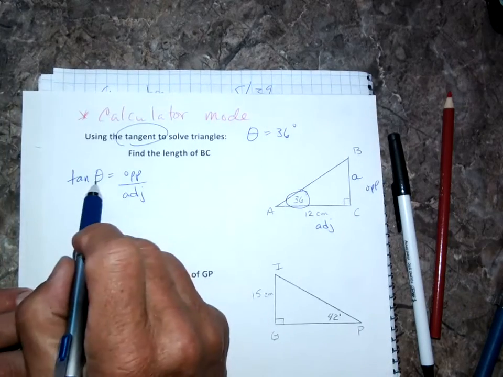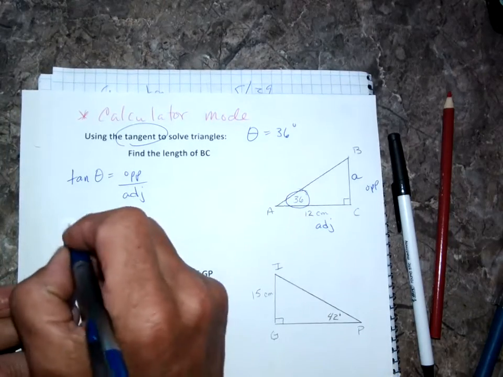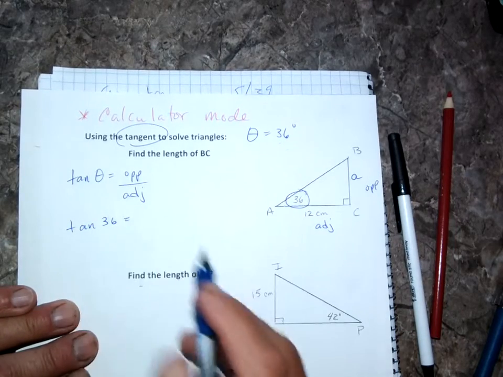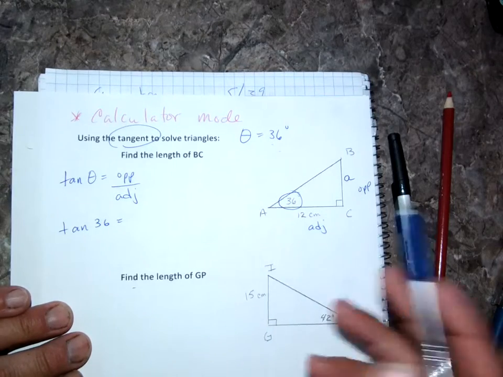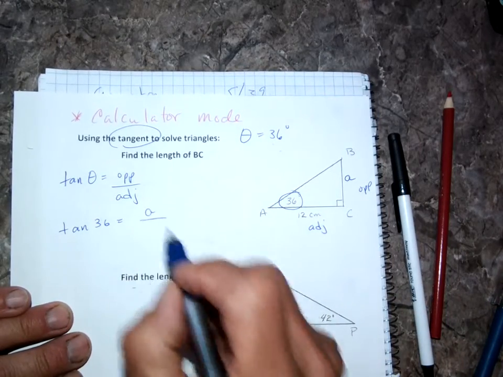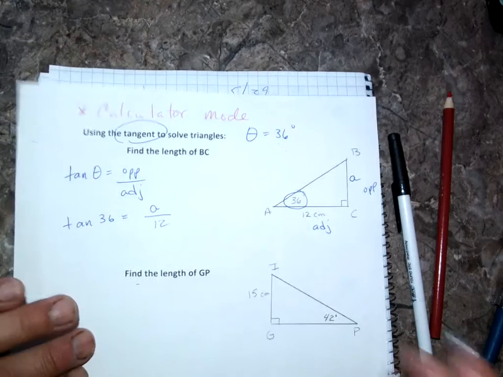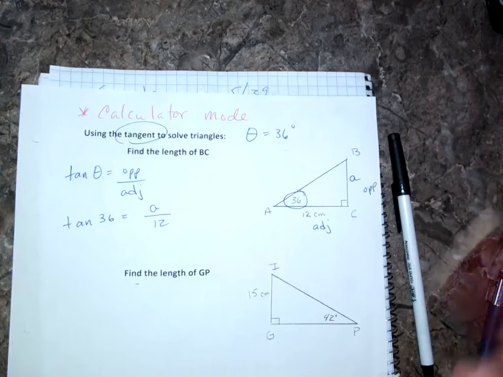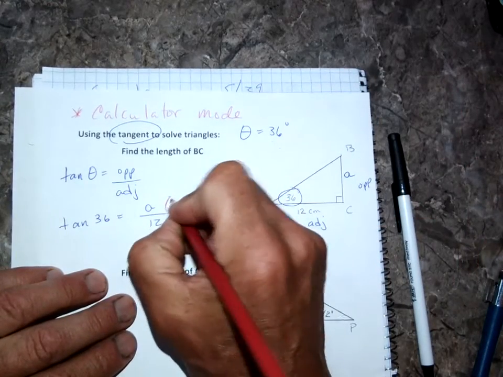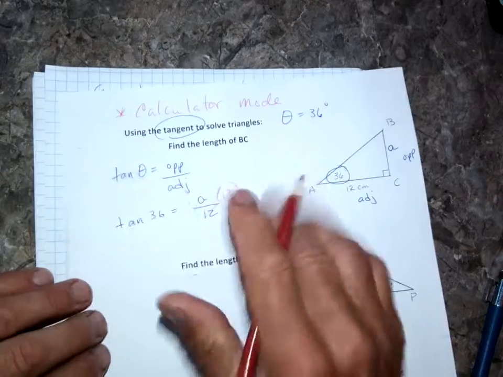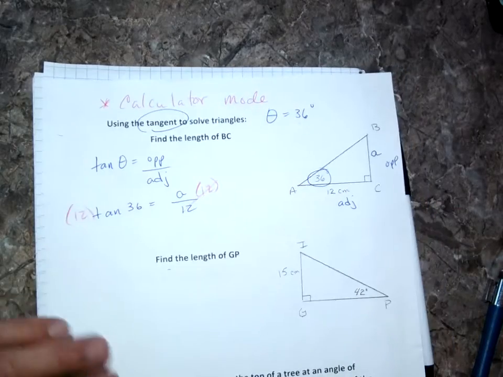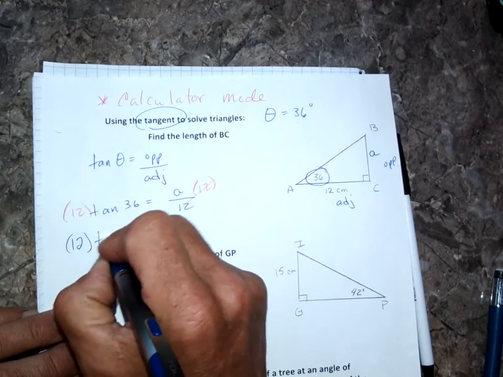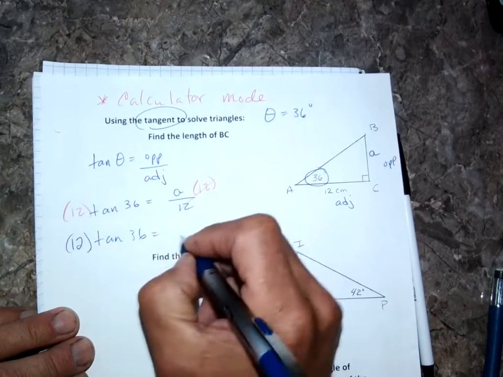So I'm going to go tangent of theta, but not theta, because theta is 36. I'm going to rewrite this as tangent of 36 is equal to the opposite, which is little a, which is what I want to find, over the adjacent, which is 12. Okay. All right, now I'm going to solve for a. The way I'm going to solve for a is I'm going to multiply both sides by 12. And so I have 12 times the tangent of 36 equals a.